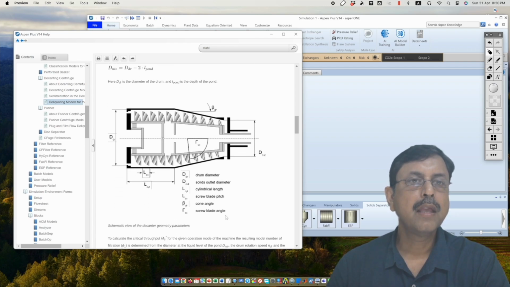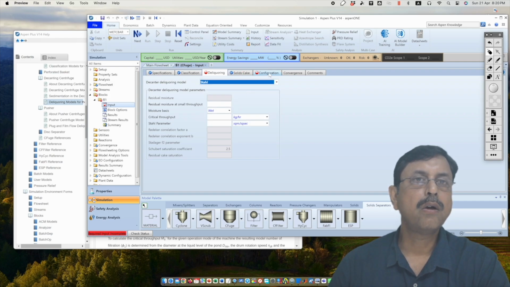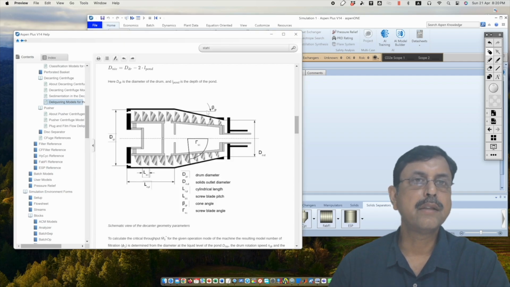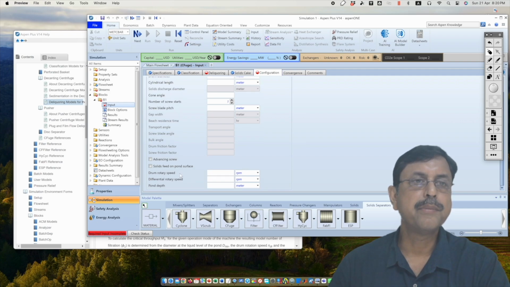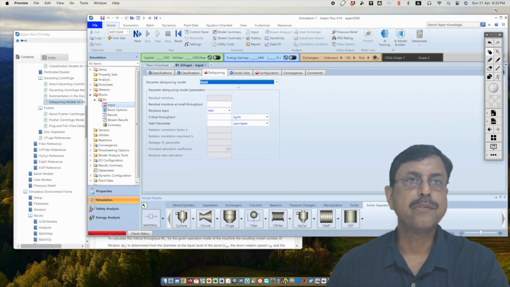Okay, and these are the dimensions that you have to provide: drum diameter, cylindrical length, cone angle, screw blade angle. Now the moment you choose Stokes, then all those information will be asked to you. Drum diameter, cylindrical length, screw blade pitch, cone angle. Okay, so cone angle, you have seen what is cone angle, screw blade pitch, rotary drum speed, etc. So all those things will be asked with the Stokes model.